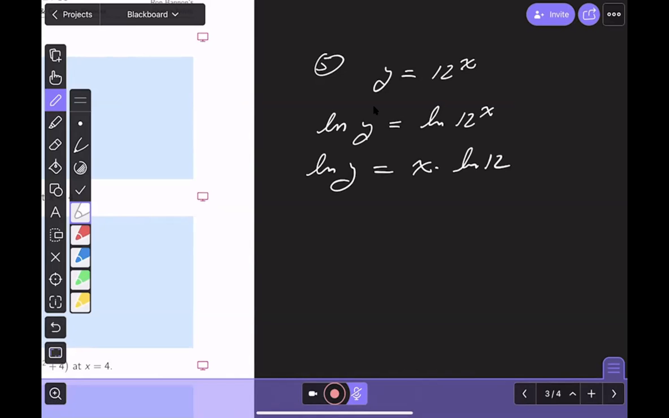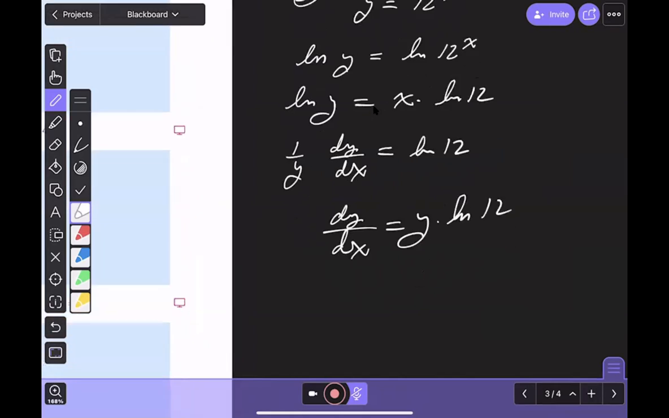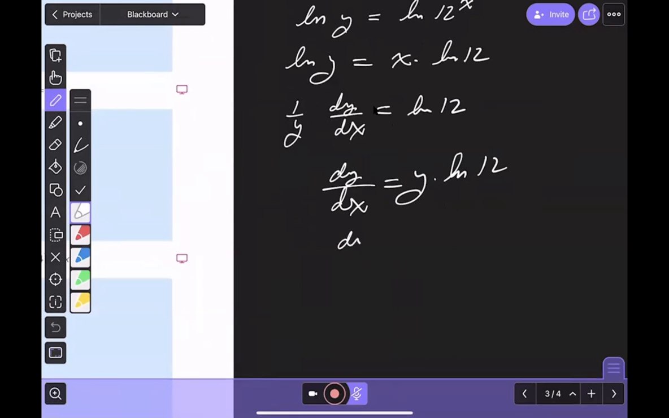Now I differentiate. Well, the derivative of the left side is 1 over y dy/dx equals, the right side is pretty simple. It's just ln 12. And what do you have there? dy/dx is equal to y times ln 12. And the question is, what's y? It's 12 to the x. So dy/dx is 12 to the x times ln 12.